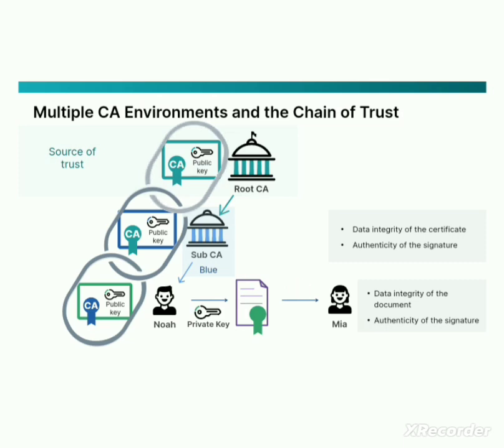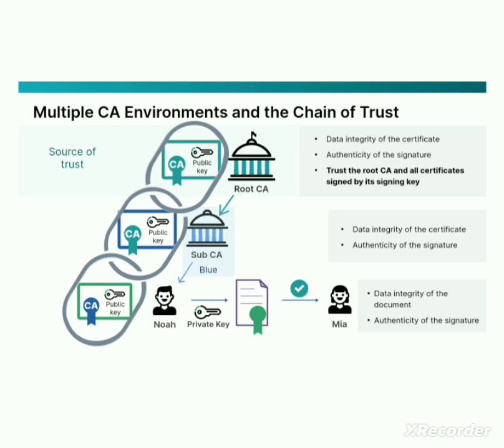Mia's application retrieves the certificate of the CA that issued the blue subordinate CA certificate, which is the root CA. Because the root CA is the source of trust for Mia, she trusts Noah's certificate and the blue subordinate CA. This process of following the chain of trust to its source allows Mia to trust any valid certificate within this PKI.